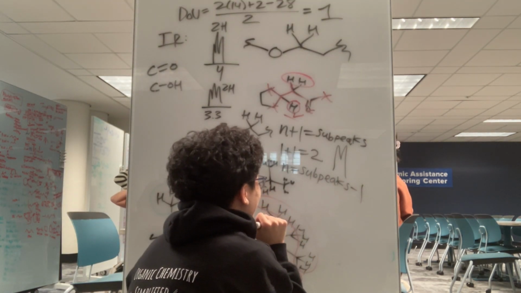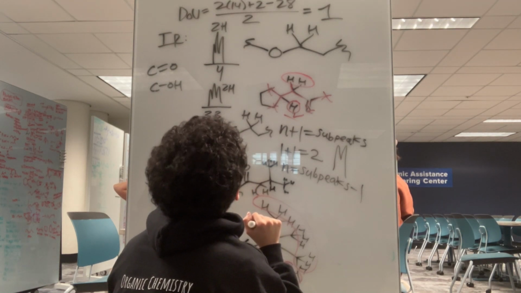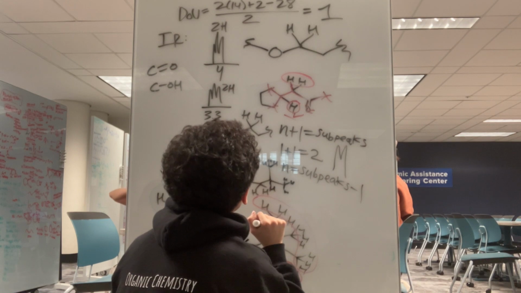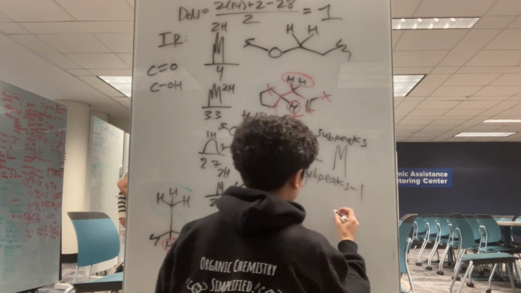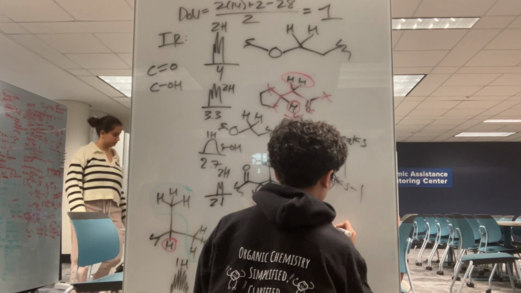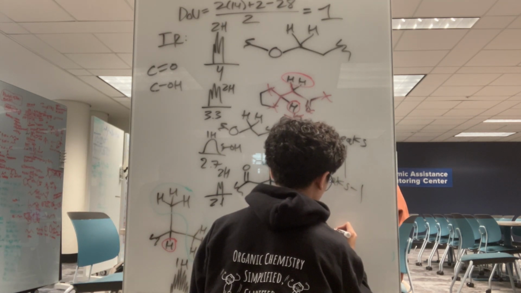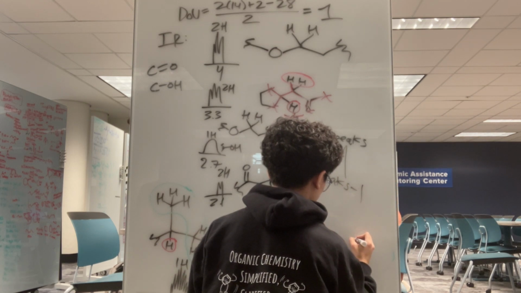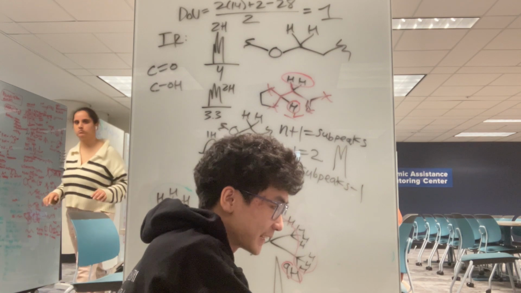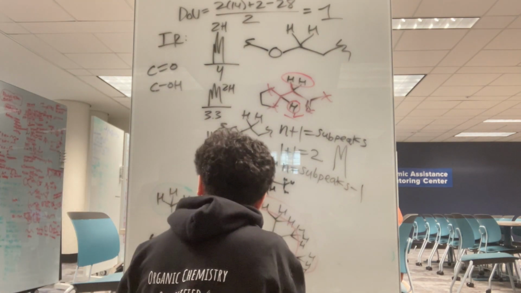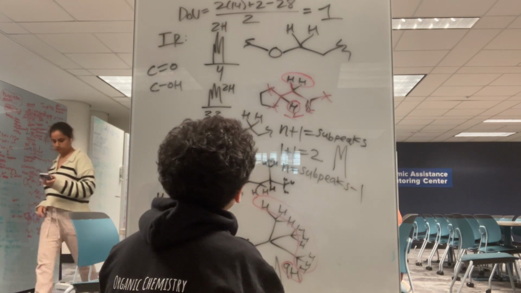Hold on, let's see here. 2 H's here, oxygen, alcohol. 6 H's, 2 neighbors. I'm trying to think about. Shoot, this might be a symmetrical molecule then. If it's 6 H's with 2 neighbors. Wait, 6 H's, 2 neighbors. I'm getting stuck here.